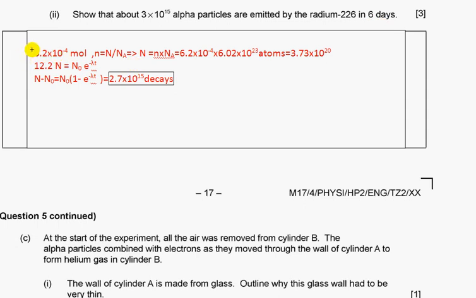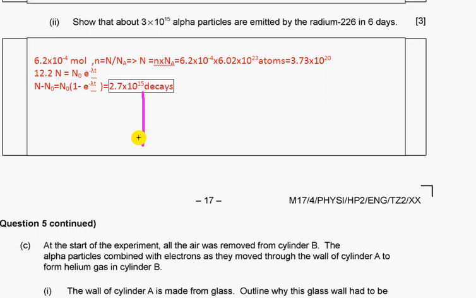So the number of moles can be turned to the number of particles, atoms, and from section 12.2, the number of active elements after time t is given by this formula. The number of decayed nuclei or alpha particles is the difference. So by substituting the values we can find how many decayed. This value we will use later.